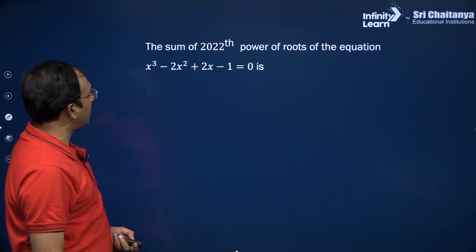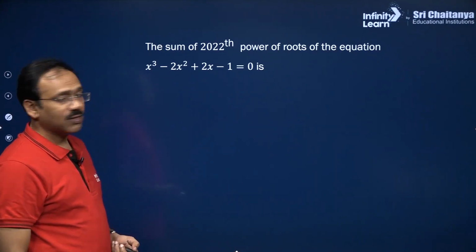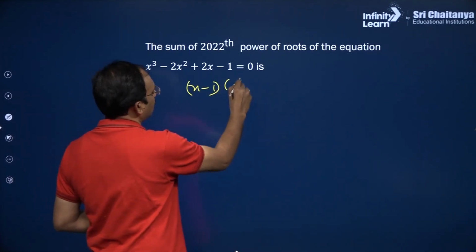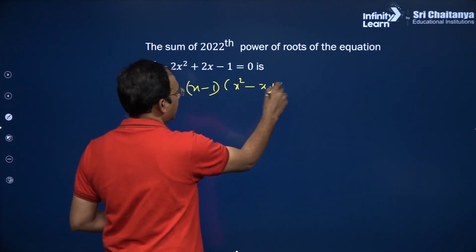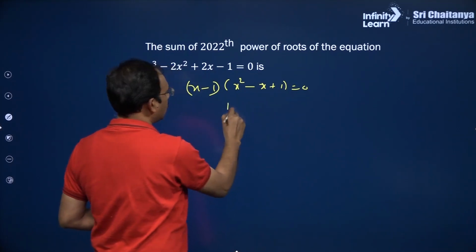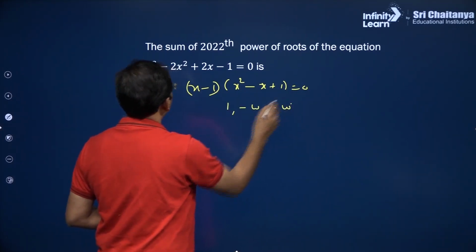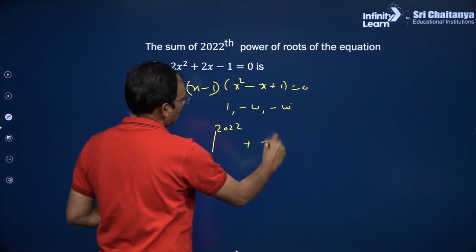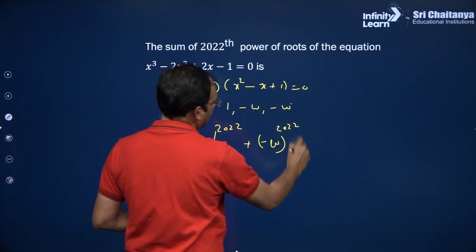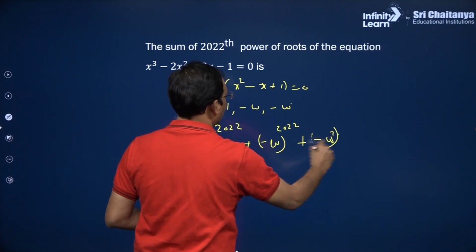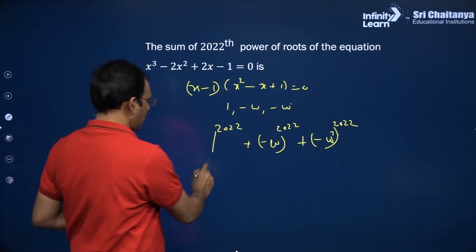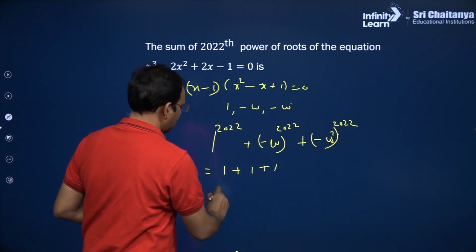Next, the sum of the 2022 powers of the roots of this equation. Friends, you can observe that it can be (x minus 1) into (x square minus x plus 1) equal to 0. So, its roots are 1, minus omega square, minus omega. 1 power 2022 plus (minus omega) power 2022 plus (minus omega square) power 2022. So, 2022 is a multiple of 3, you will get 1 plus 1 plus 1, 3 is the answer.